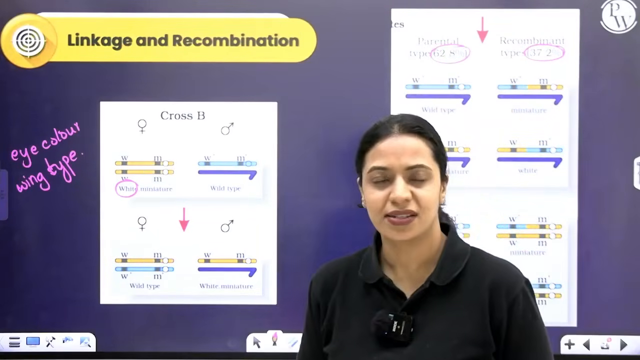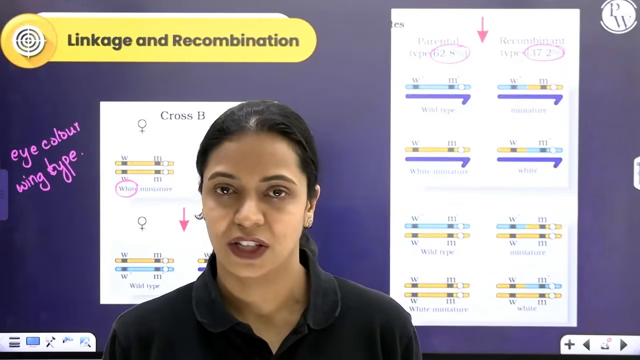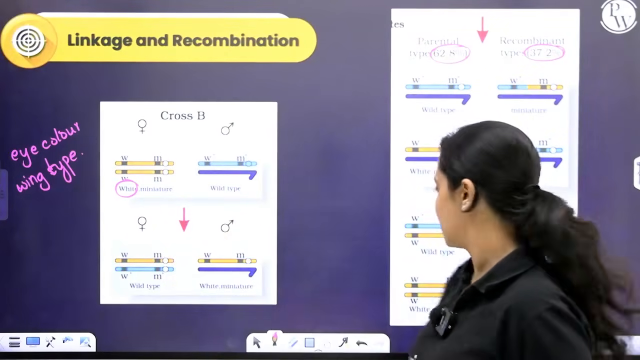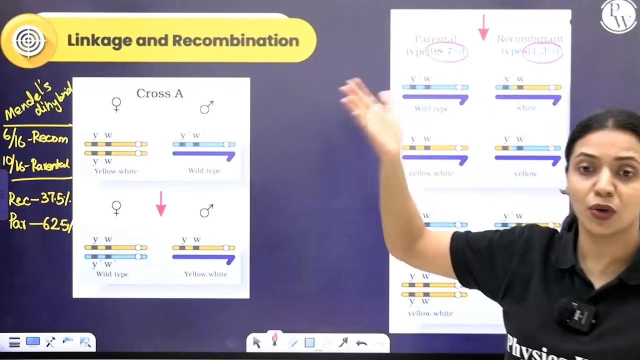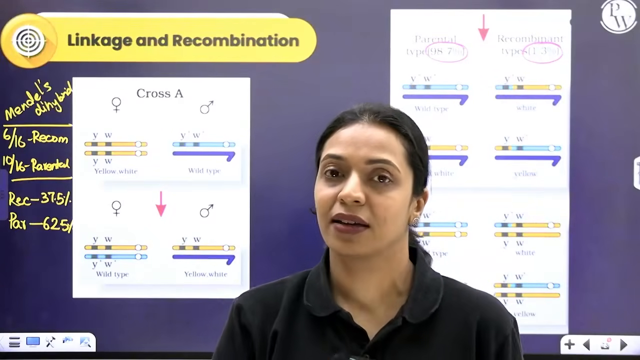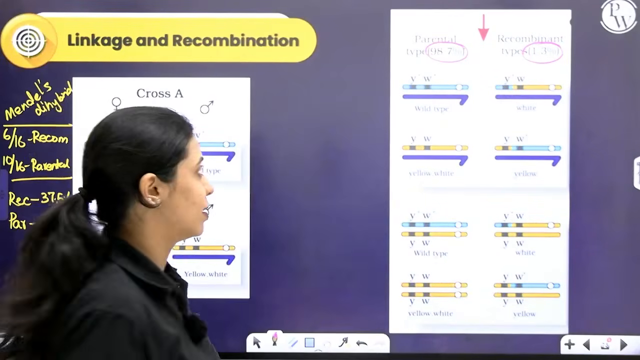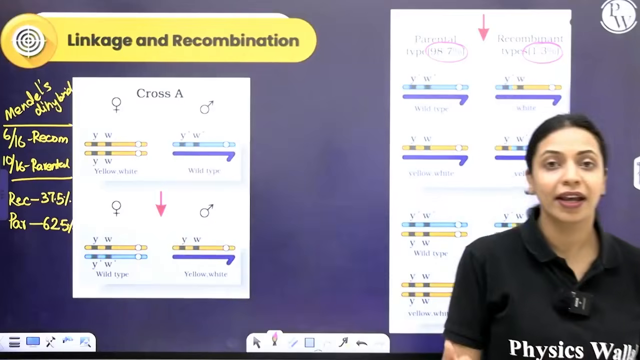So he tries to understand: if genes are segregating independent of each other, then why am I not getting the same ratio in this case? Why is there such a huge deviation? I got barely any recombinants. I got mostly parental types, just 1.3% recombinants.